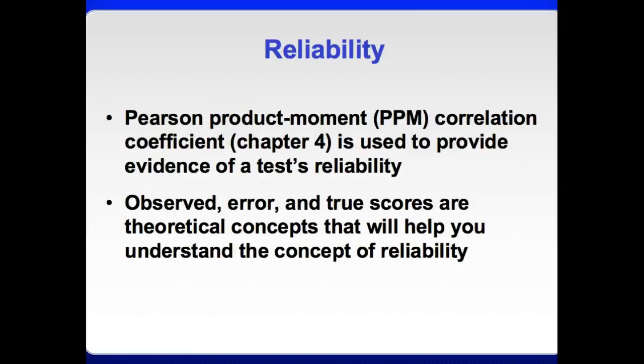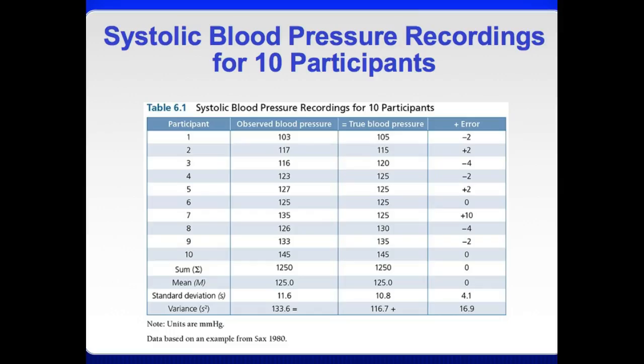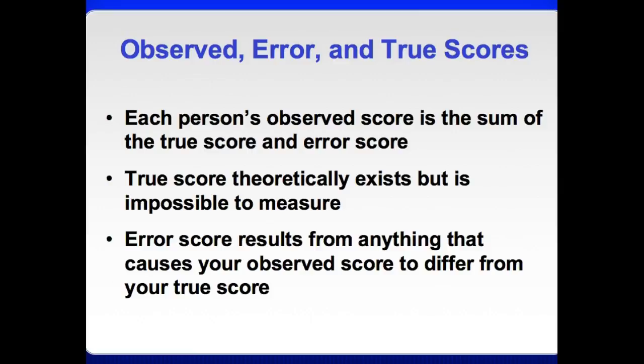Reliability. A Pearson product moment, PPM, correlation coefficient from Chapter 4 is used to provide evidence of a test's reliability. Observed, error, and true scores are theoretical concepts that will help you understand the concepts of reliability. Let's look at the systolic blood pressure recordings for 10 participants.